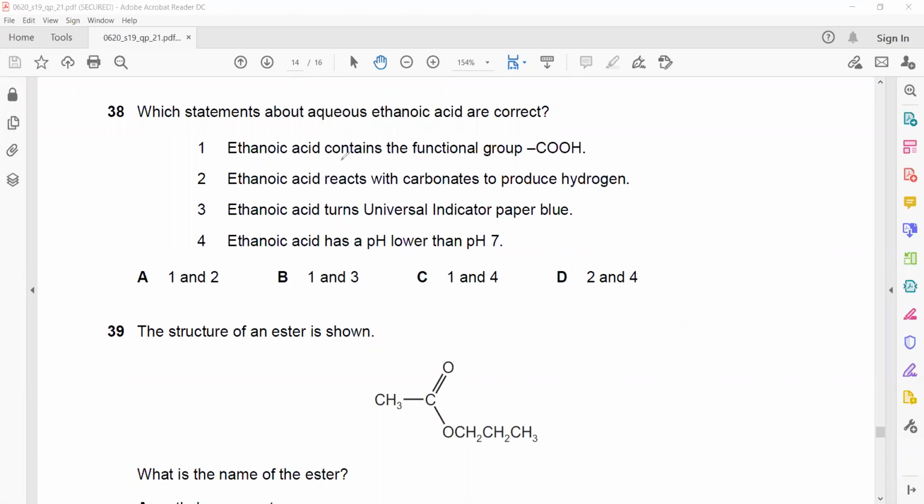So 38, when we compare, ethanoic acid contains a functional group. That's true. Ethanoic acid reacts with carbonate to produce hydrogen. No, acid reacts with carbonate to produce carbon dioxide. Ethanoic acid turns universal indicator blue. That's wrong, because if it's a weak acid, it will turn orange or yellow. Blue is for alkaline solutions. Ethanoic acid has a pH lower than 7. That's true because it's an acid. So statements 1 and 4 are the correct ones.